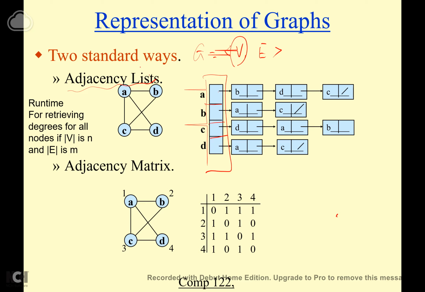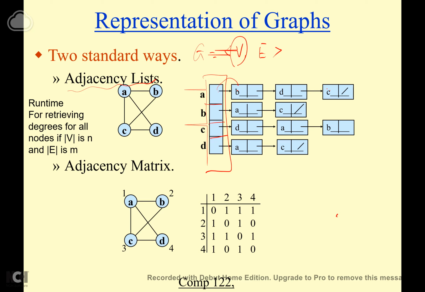For example, given this graph, A, B, C, D. First, you make the array. You have 4 elements, A, B, C, D. And later, we use a linear data structure, a linked list, to represent A is connected with B, A is connected with D, A is connected with C.